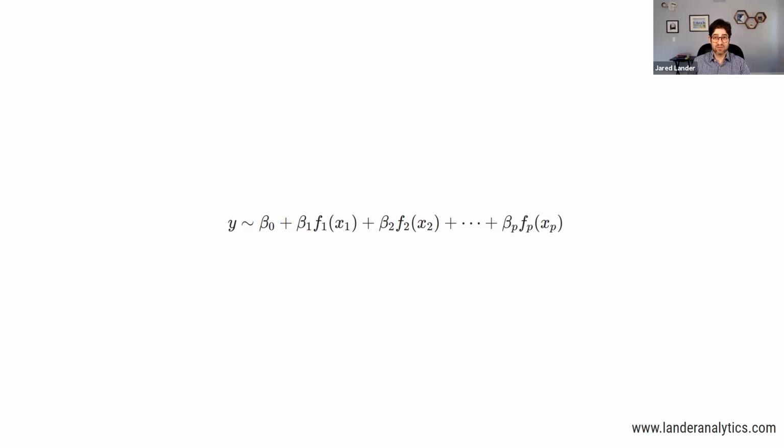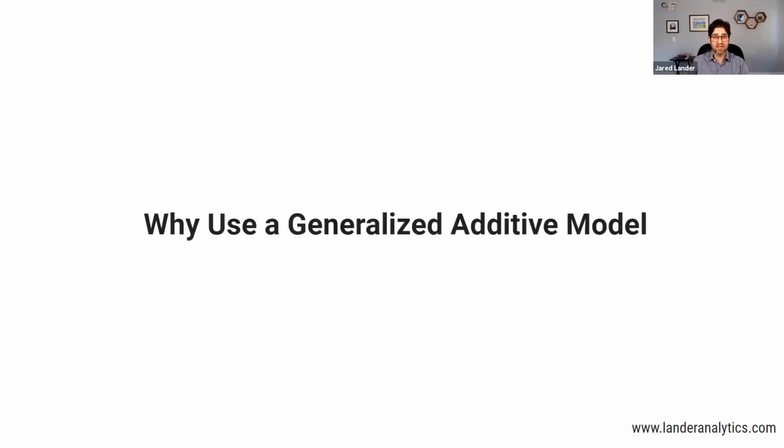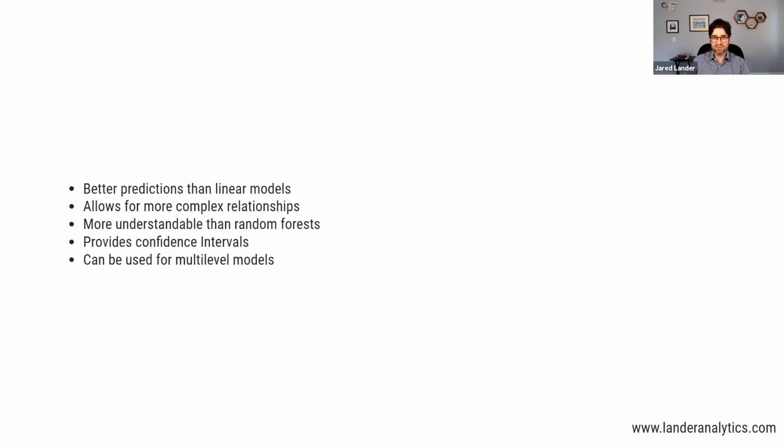As you can see, a lot goes into these. But you really want to use GAMs because they give you better predictions than linear models, and they allow for more complex relationships. They're more understandable than random forests, and they give you confidence intervals. And they could even be used for multi-level models.